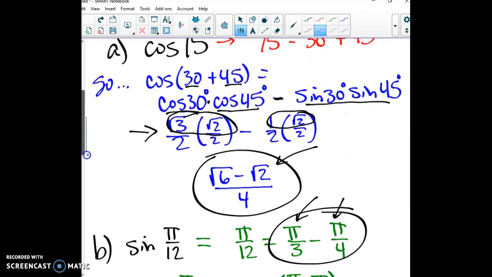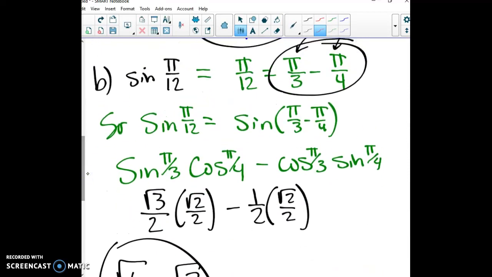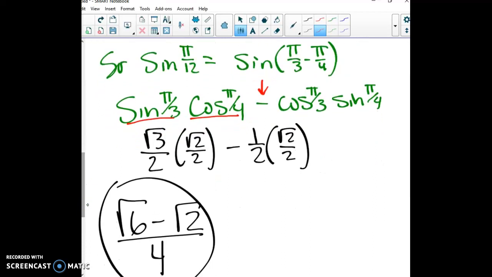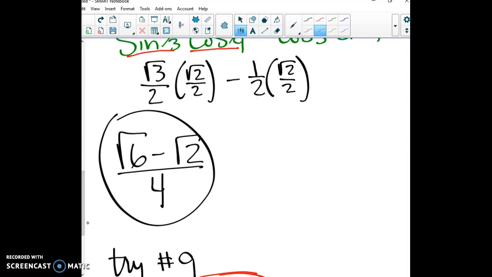So let's go ahead and take that down here. Our 2 angles are pi thirds and pi fourths. We're going to plug that into our formula. Sine u times cosine v, and it's subtraction, just as it is up here, cosine u sine v. We're going to take those values from our memory, or our unit circle, and simplify, and we can see that we get the exact same thing. Square root of 6 minus the square root of 2 over 4. I want you guys to try problem number 9 and come back and check your solutions.